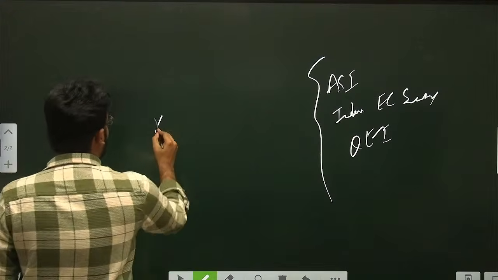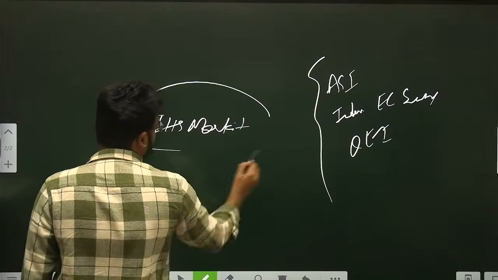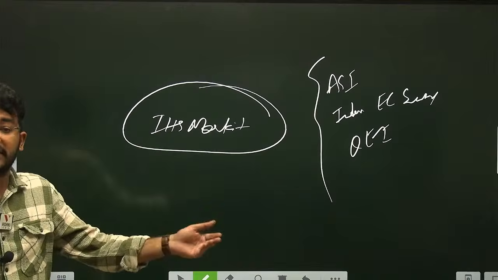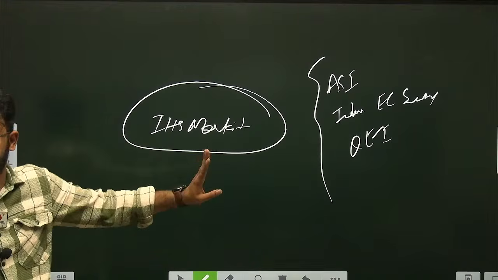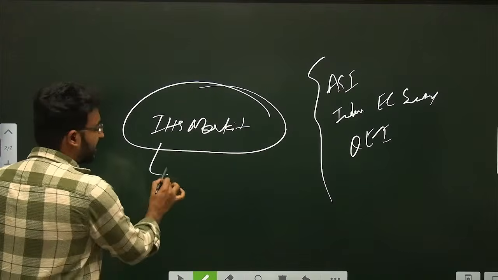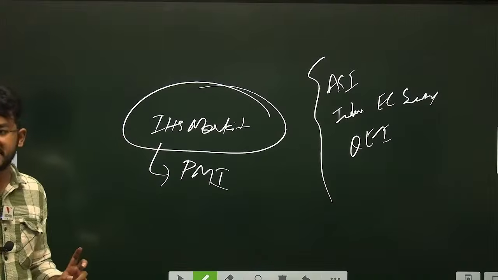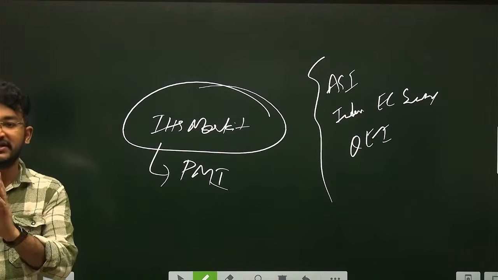For example, IHS Market releases a separate industrial production metric. Now, this is a company, and the name of the index which they release is the Purchasing Managers Index. This also you will be seeing monthly.